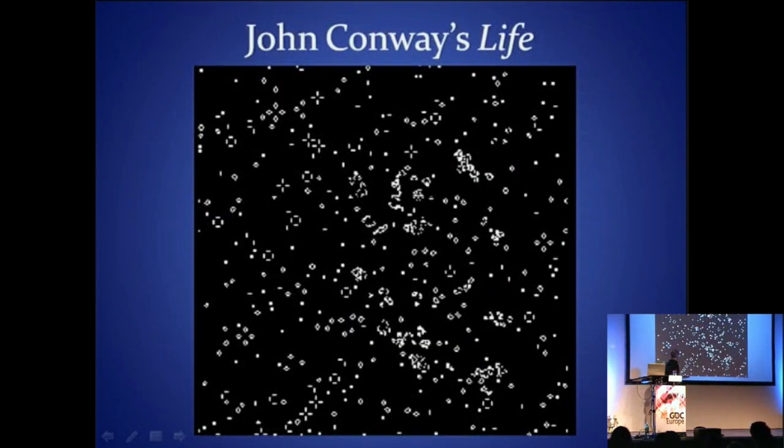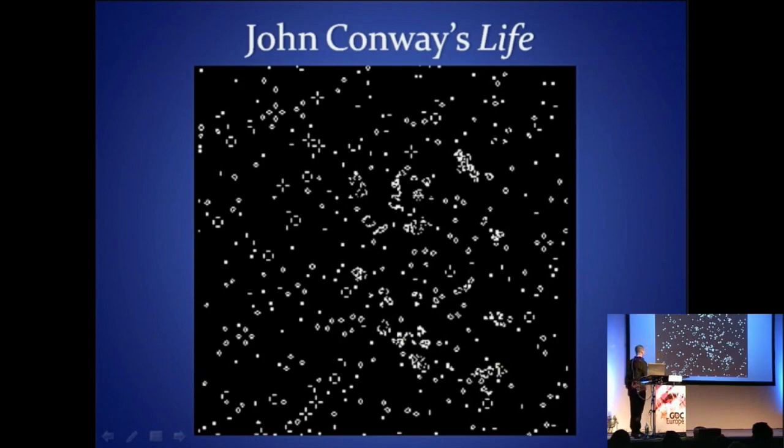This is life, a cellular automaton invented by John Conway in 1970. And the way it works is we have a field of square cells. It's infinite in all directions. It's two-dimensional. And each cell can be either alive or dead. So in this picture, the white cells are alive and everything else is dead.